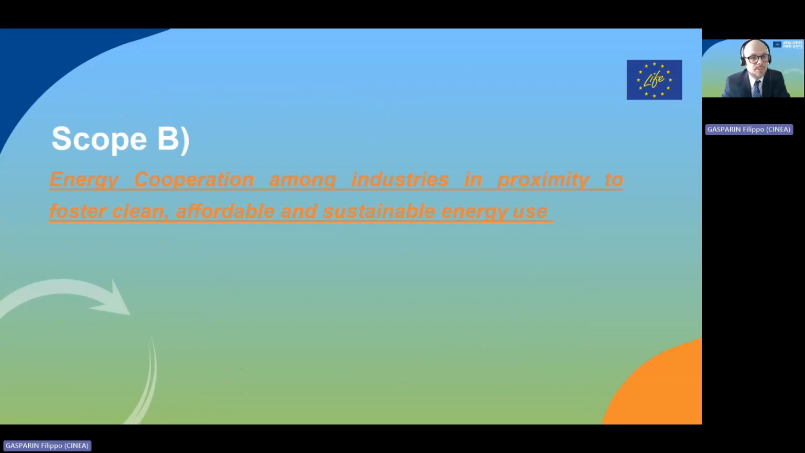Moving on to scope B, which is about fostering energy cooperation among industries in proximity. As some of you might recall, this scope was also open in the past, but this year it has changed quite substantially because we really wanted to fine-tune it and find full alignment with the overall objectives and the new elements that have been introduced following the adoption of the Clean Industrial Deal.